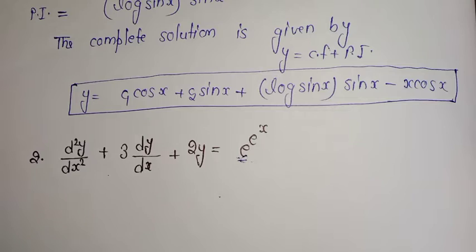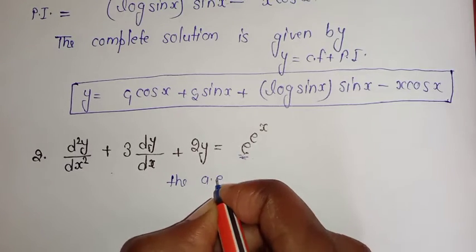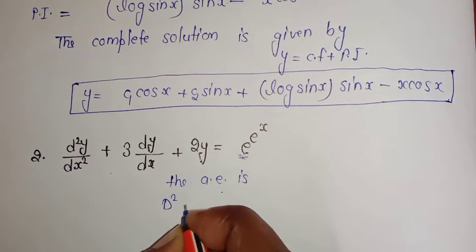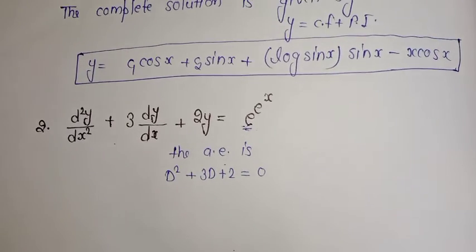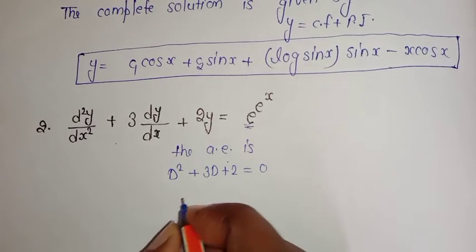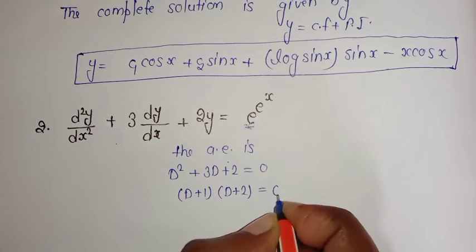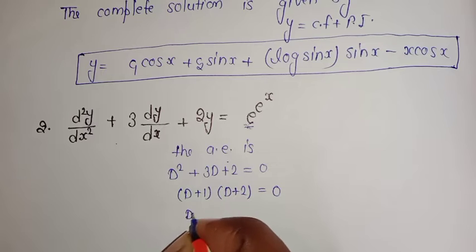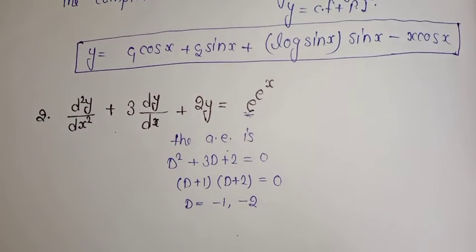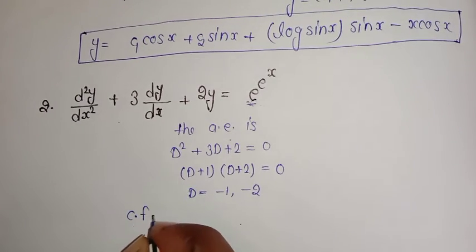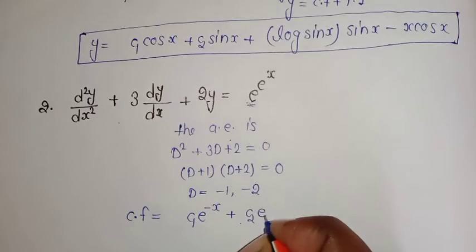Firstly we write the auxiliary equation for this differential equation. So the auxiliary equation is D square plus 3D plus 2. We can also use D in place of m. If we factorize it, we get (D plus 1)(D plus 2) equal to 0. So what are the roots of this auxiliary equation? They are minus 1 and minus 2, which are real and distinct. So we can write the CF easily. CF is equal to C1 e raised to power minus x plus C2 e raised to power minus 2x.